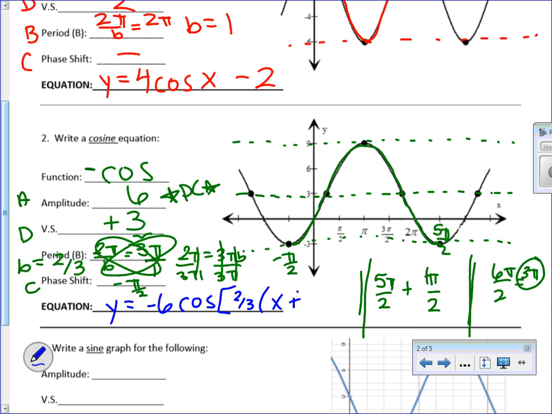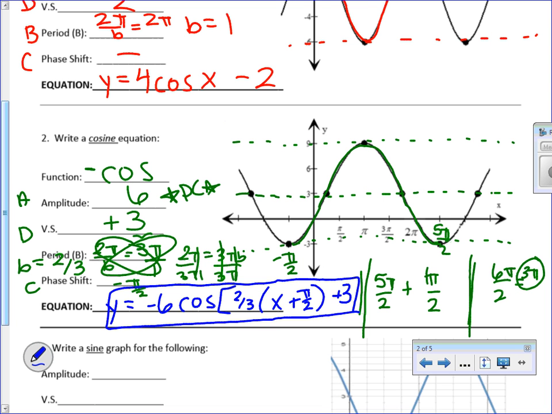So +π/2. And then the last thing that you need is your vertical shift. So that would be plus. That is your final answer. That also has every single transformation that we have ever done in our entire life in one equation. Okay, I think there's one of those on your test where you have to do everything.